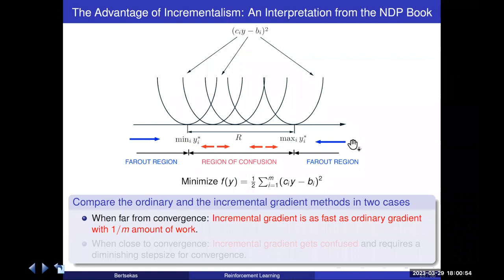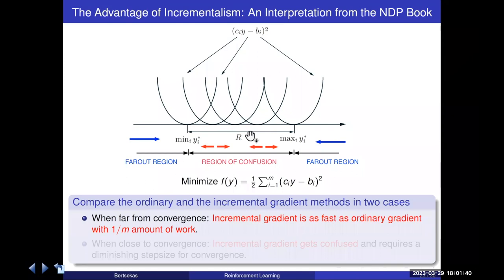However, once the incremental method gets inside here, which I call the region of confusion, the method gets confused, because it could be here and needs to go somewhere closer to the middle. But suppose that it chooses this component to iterate on, then it will go in the opposite direction. So it doesn't really know where to go. Sometimes it goes in the right direction, sometimes in the wrong direction. However, in the initial stages, where the starting point is in the far out region, it zooms in at much less computational cost. And then it has to play around.